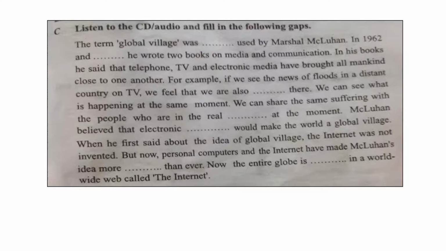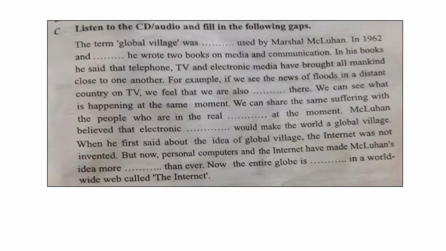The term global village was first used by Marshall McLuhan in 1962, and afterwards he wrote two books on media and communication. In his books, he said that telephone, TV, and electronic media have brought all mankind close to one another. For example, if we see the news of floods in a distant country on TV, we feel that we are also present there. We can see what is happening at the same moment. We can share the same suffering with the people who are in real crisis and trouble at the moment.